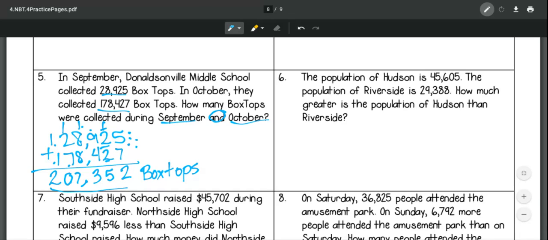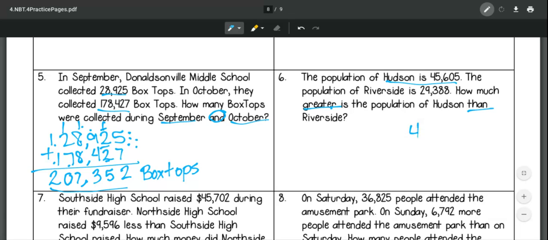All right, so when I'm looking through this problem, it says how much greater is the population of Hudson than Riverside? So I'm going to underline the words greater and than, because that tells me that I'm not going to add them together. They want to know how much greater of a population Hudson has than Riverside. So I'm going to start with Hudson because they're already telling me that it is greater than Riverside, but they just want to know how much bigger it is.